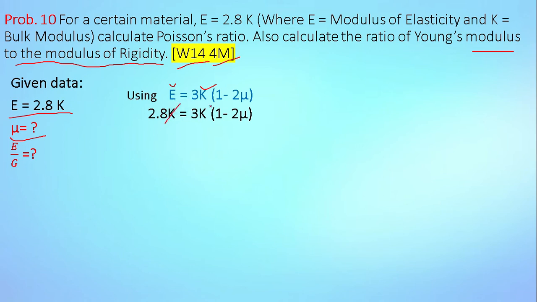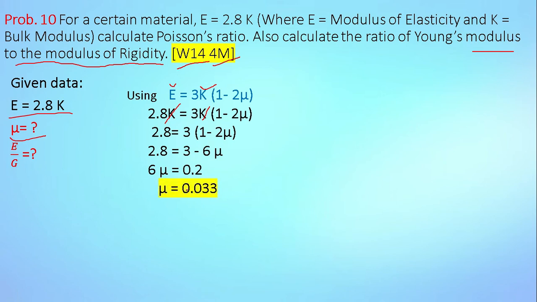This K gets cancelled. Therefore 2.8 is equal to 3(1 minus 2 mu). Multiply this 3 into this bracket. Therefore it becomes 3 minus 6 mu. Therefore 6 mu is equal to 0.2. Therefore Poisson's ratio is equal to 0.033. This is our first answer.